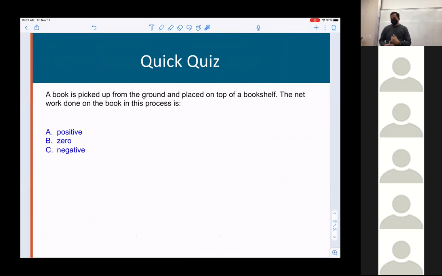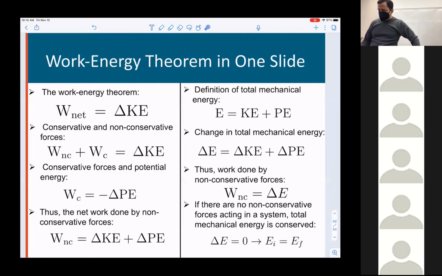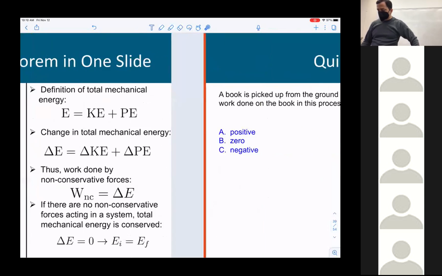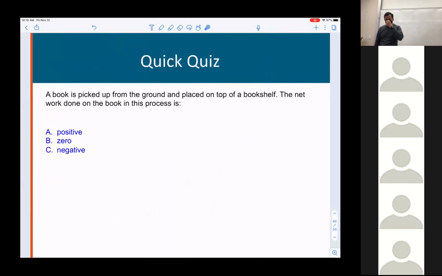So actually, here is a quick quiz. Stare at this slide over here to help you process this. We are told that there's a book that is picked up from the ground. So there's a book sitting on the ground, someone picks it up and places it on top of a bookshelf and then just leaves it there. The question then is, what is the net work done on the book in this process? Is it positive, 0, or negative?